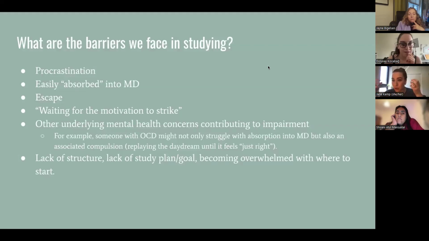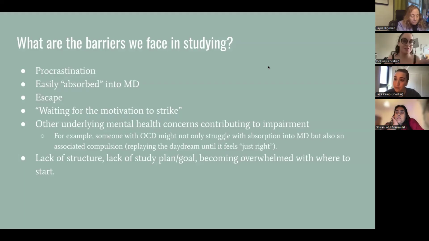whether it was from a stimulus or from a lack of stimulus. The absorption into MD is something I've really struggled with as well, and it can feel very frustrating when it feels a little out of our control.